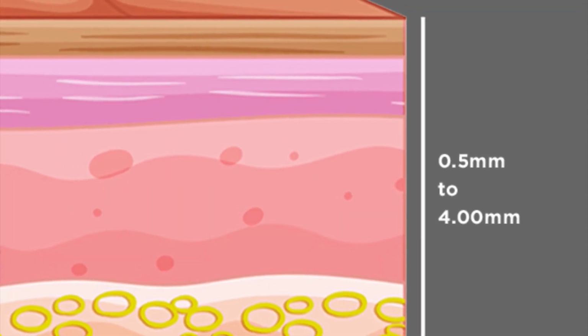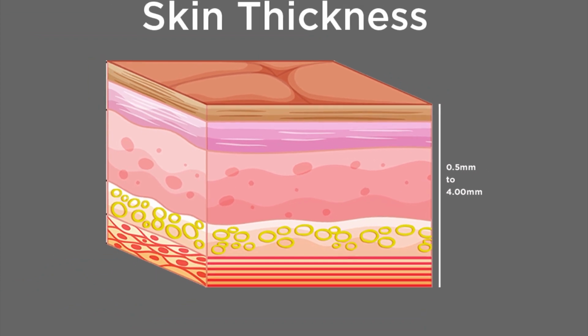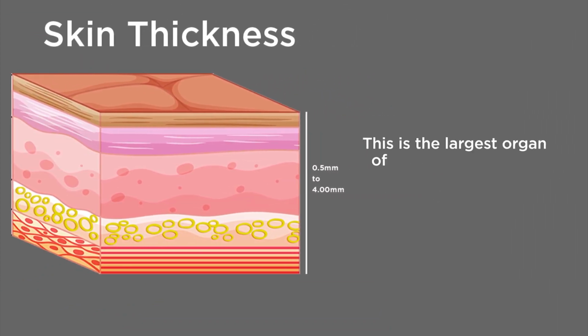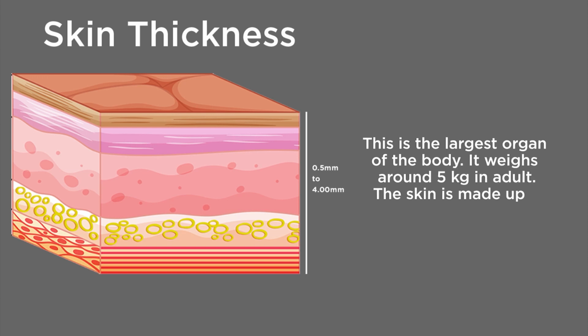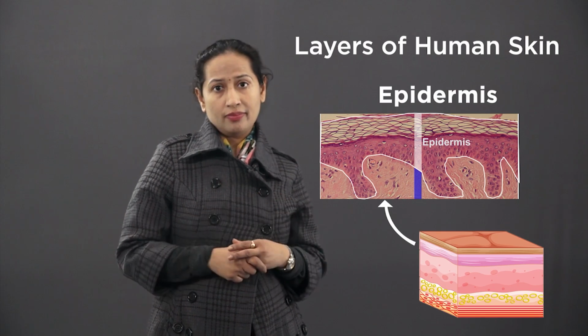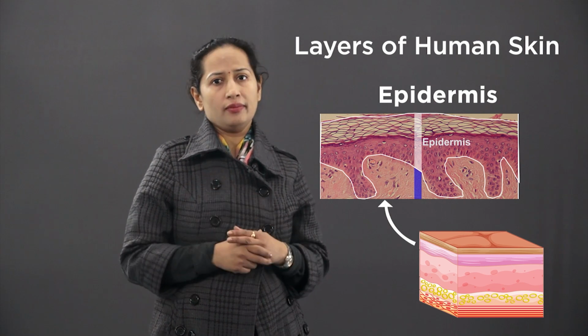Skin thickness varies a lot from 0.5 mm to 4.00 mm. This is the largest organ of the body. It weighs around 5 kg in an adult. The skin is made up of 3 separate layers. First, epidermis, second, dermis, third, hypodermis. Let's see them one by one. Epidermis. Epidermis is the uppermost or epithelial layer of the skin.